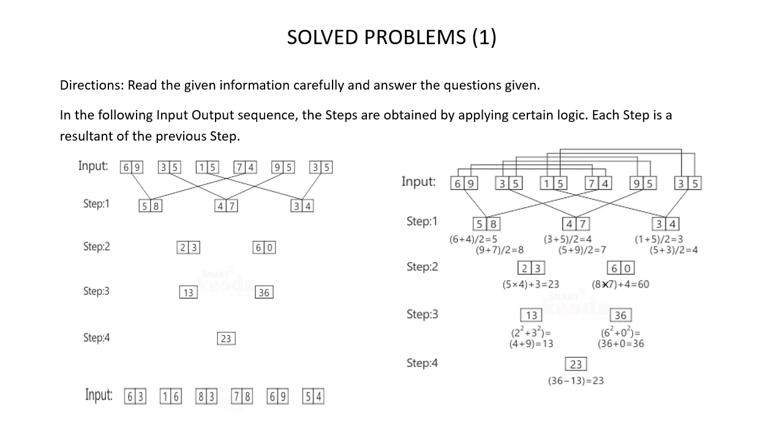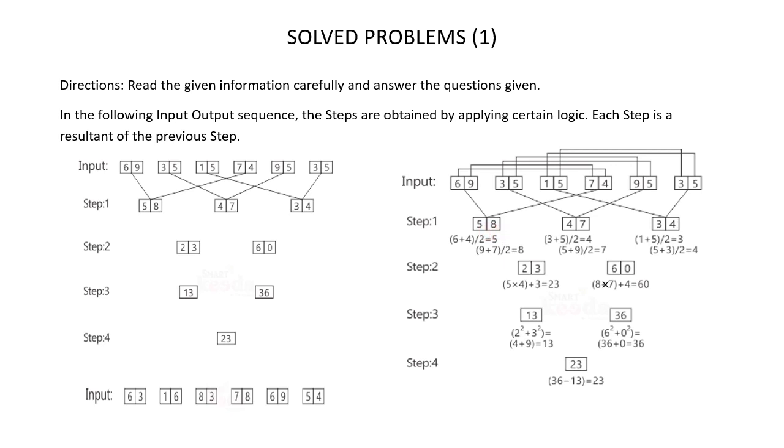This means 6 plus 4 is 10. 10 divided by 2 is 5. 9 plus 7 is 16. 16 divided by 2 is 8. So 58 is the first number in step 1.